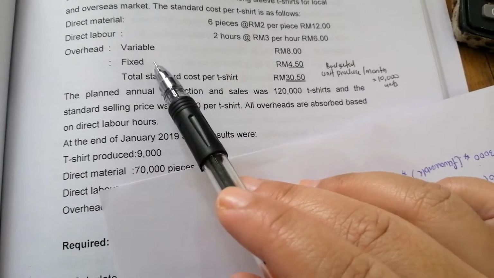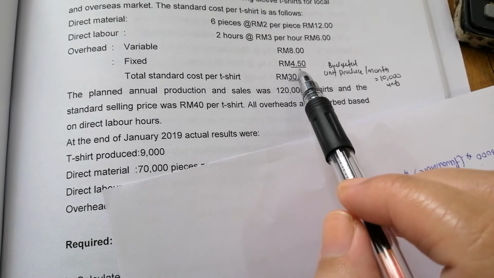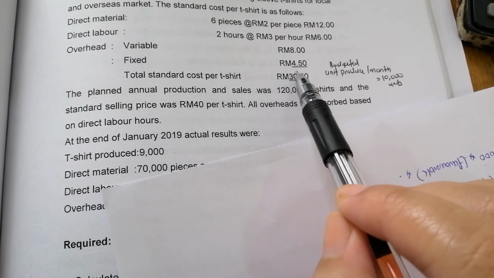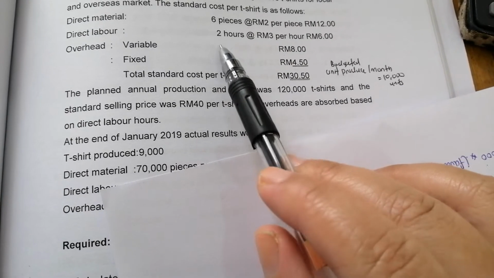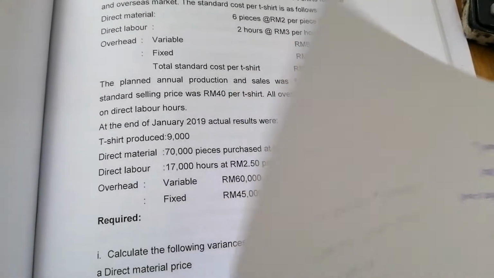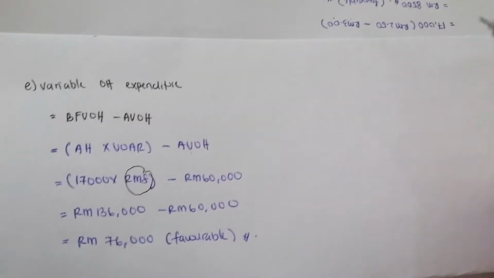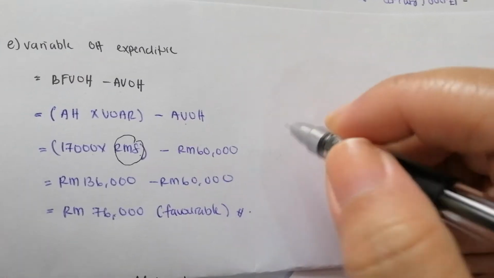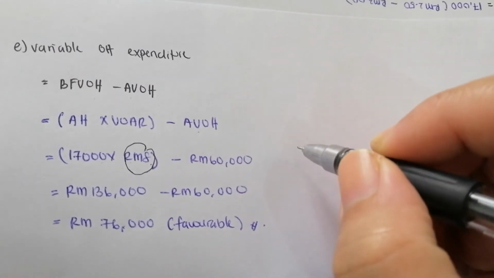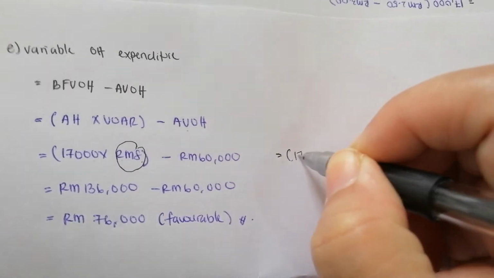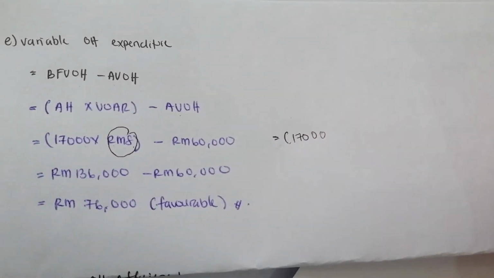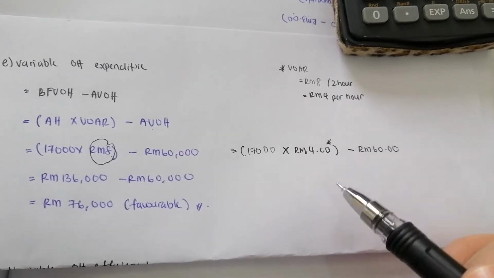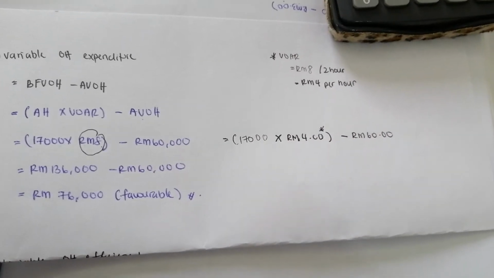Same with fixed overheads: the 4 ringgit and 50 cent is per t-shirt, so we have to identify per hour. So 4.5 divided by 2. Alright, so here I want to correct it. Instead of 8 ringgit, the correct one is 4 ringgit per hour. So here, I already corrected the calculation.